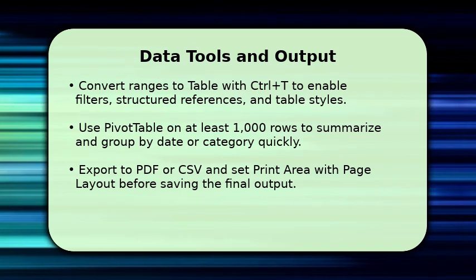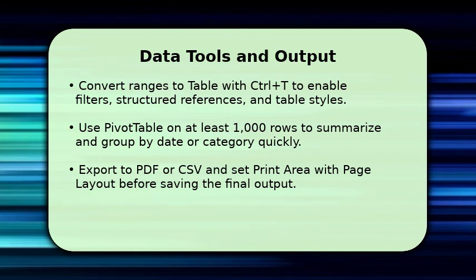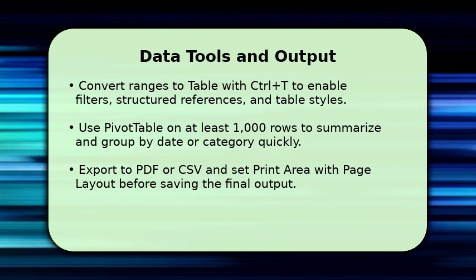Use pivot table on at least 1,000 rows to summarize and group by date or category quickly. Place the pivot table on a new sheet to avoid overwriting raw data. Use conditional formatting to highlight top 10 items or values above 75%.